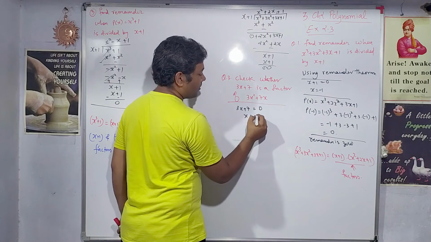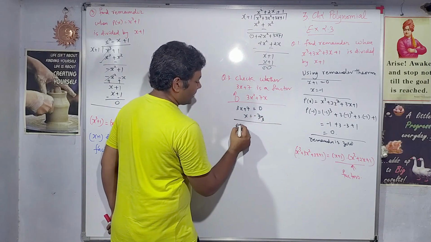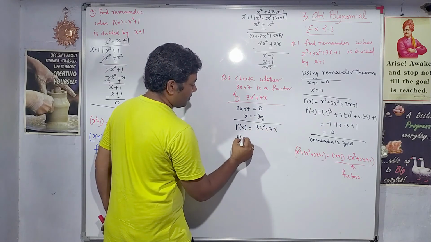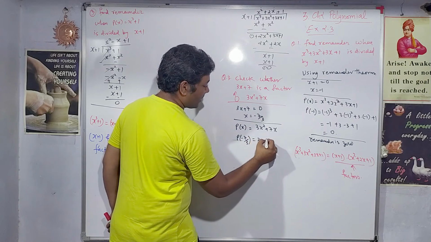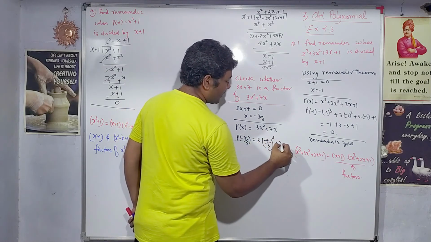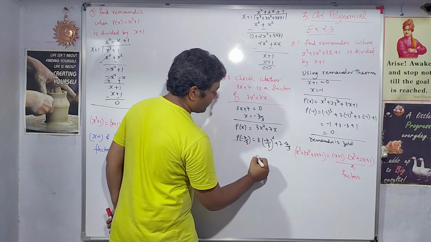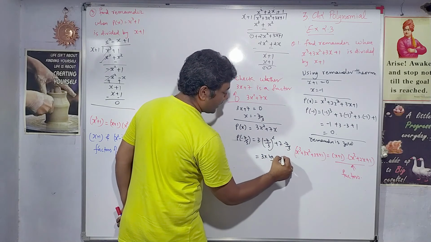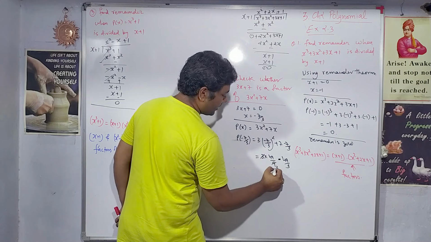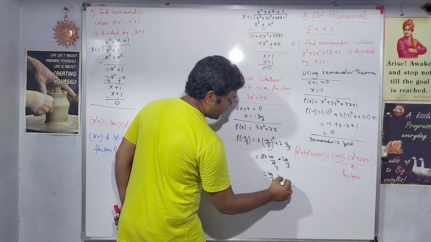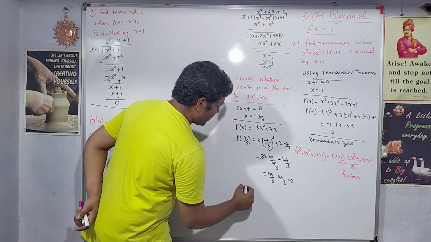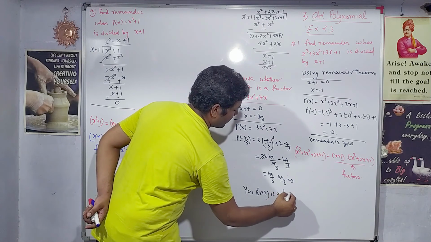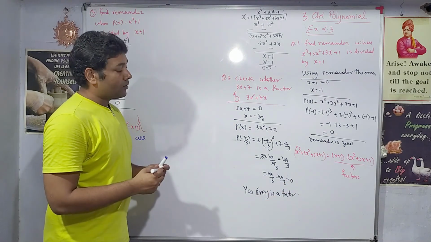So equating with 0, x is minus 7 by 3, right? Now let us put the value in the given polynomial, p of minus 7 by 3. This will give me 3 into minus 7 upon 3 whole square plus 7 into minus 7 upon 3. Simplify, this will make 3 into 49 upon 9, and this will give me minus 49 upon 3. So 49 upon 3 minus 49 upon 3, that is 0. So we can write down, yes, 3x plus 7 is a factor.